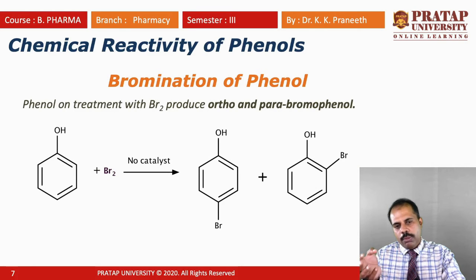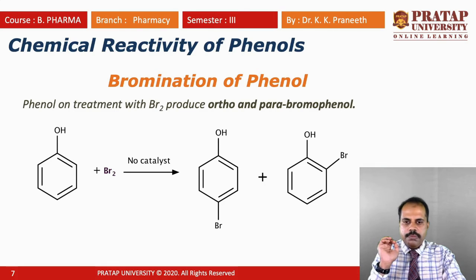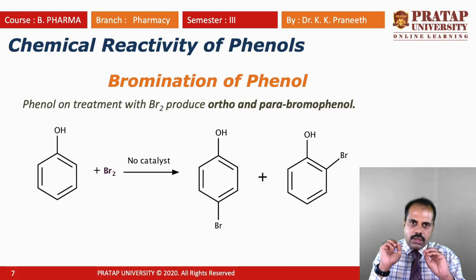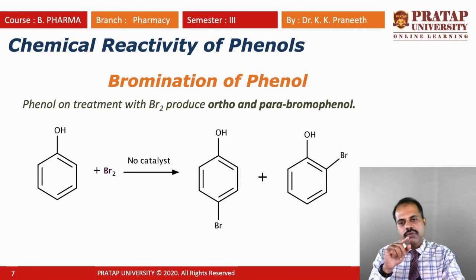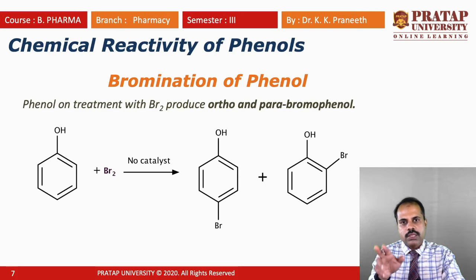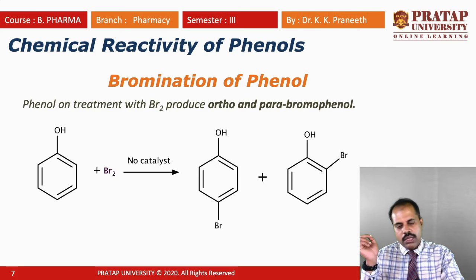In the bromination of phenol, the second example, instead of chlorine you put bromine. Same reaction, no catalyst needed, it will occur on its own. Phenol plus bromine gives para-bromophenol and ortho-bromophenol, two products again. Not so in the case of benzene. This is the major difference between bromination of benzene and bromination of phenol. You have to remember this important difference. Here it is two products, there it is only one product in the case of benzene.